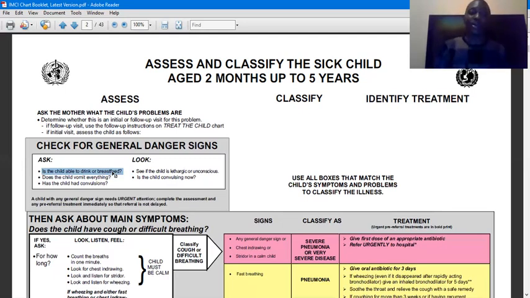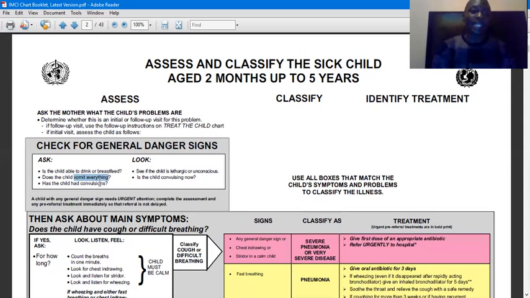If the child is not able to drink or breastfeed, it means whatever form of the condition the child has is the severe form. If they have a fever, this child may definitely have severe pneumonia or a very severe disease, because this child has this general danger sign accompanying the main symptom the child has presented with. The other general danger sign you need to ask about is whether the child is vomiting everything.